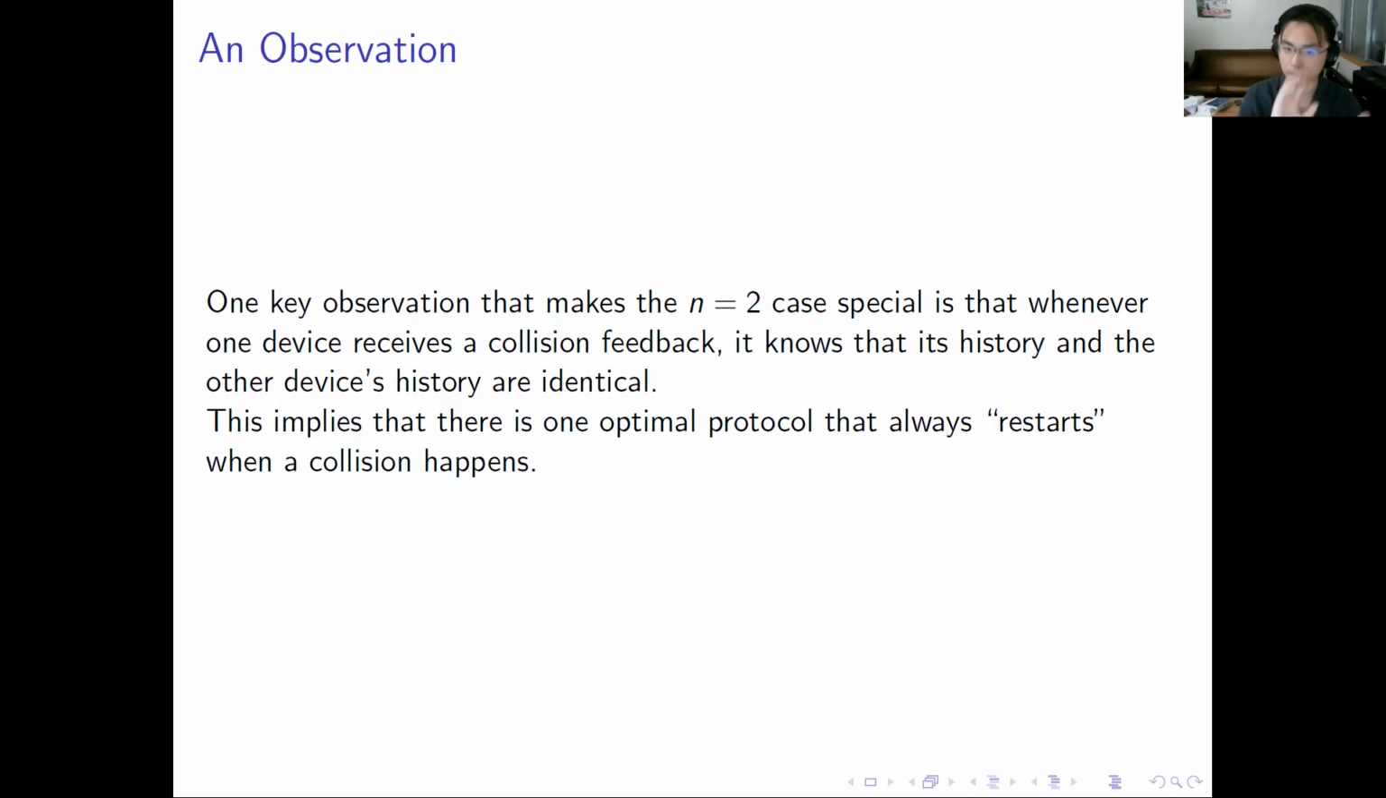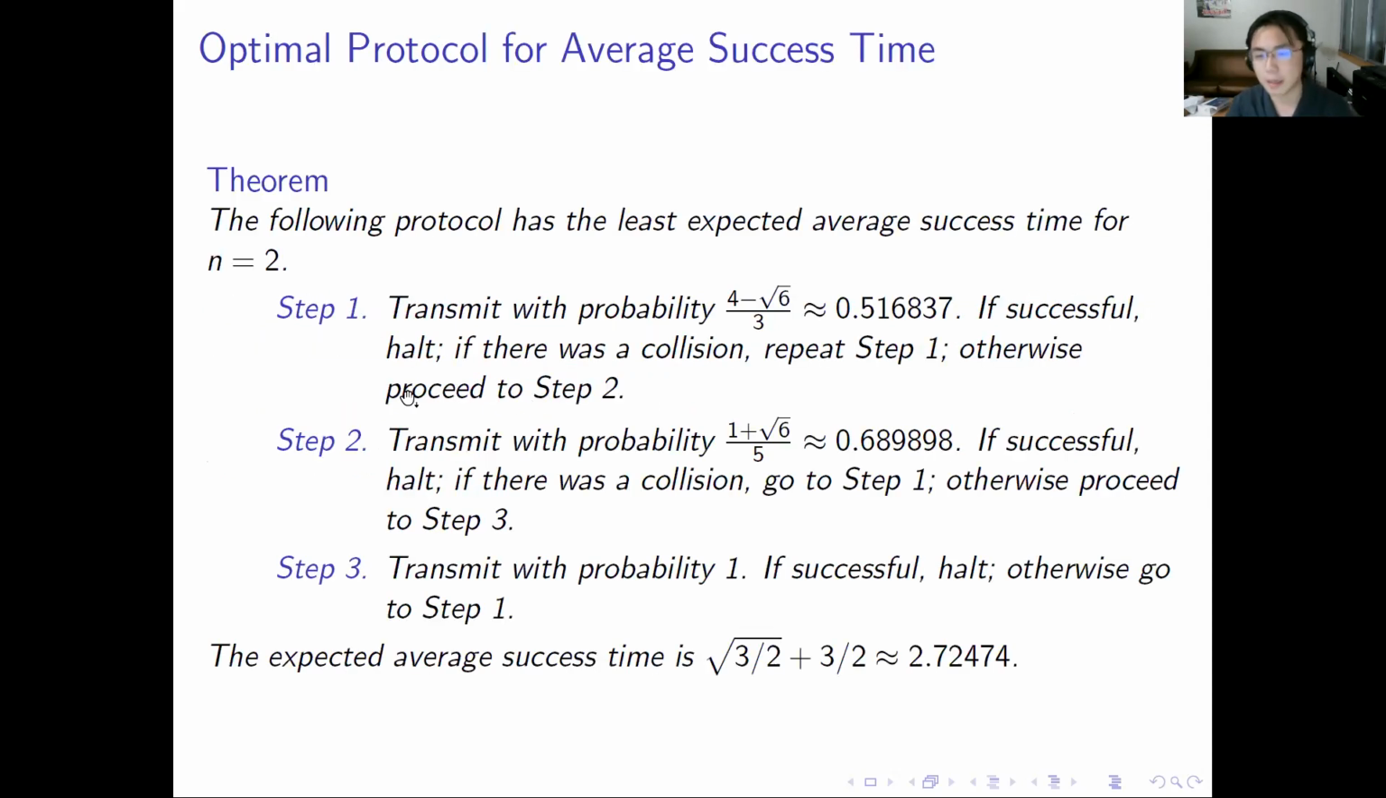I wouldn't say the process of finding the solution is too interesting, but the solution itself is interesting. Let's first see the protocol that has the least expected average success time for two parties. It is a simple 3-state algorithm. In the first state, it transmits with probability (4 minus square root of 6) over 3, which is a little bit over 1/2. And if successful, then you just leave. If there's a collision, go to step 2.